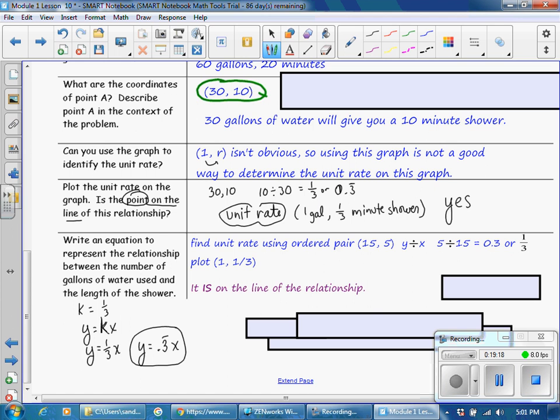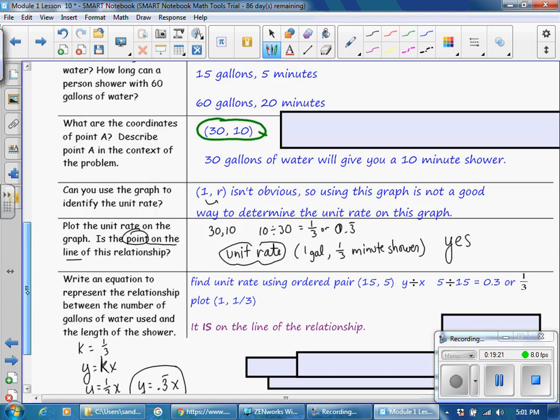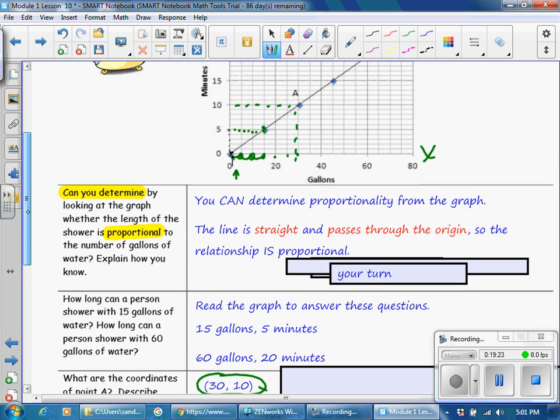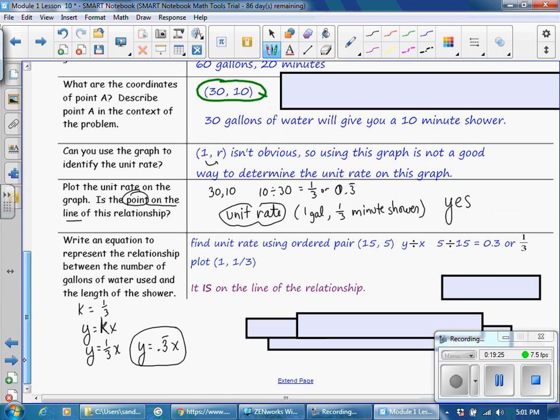If you wanted to replace the variables, look at the table or look at the graph, and remember that the x is the gallons. So that would be 0.3 repeating G, for gallons, is equal to M, for minutes in the shower. And either one of those equations would be correct.